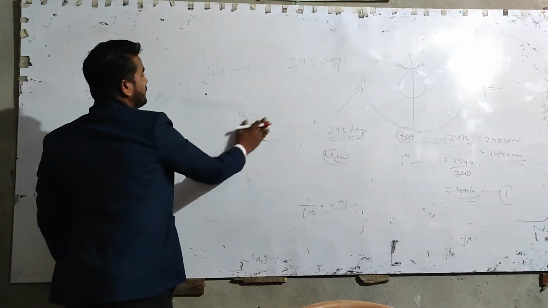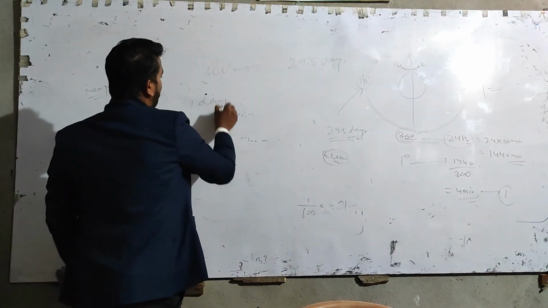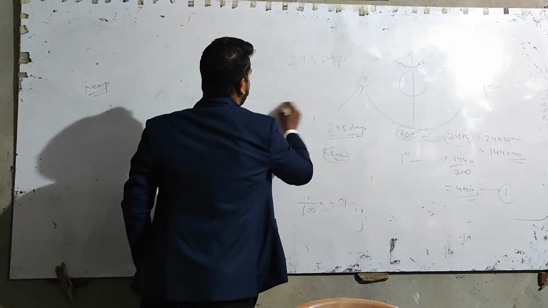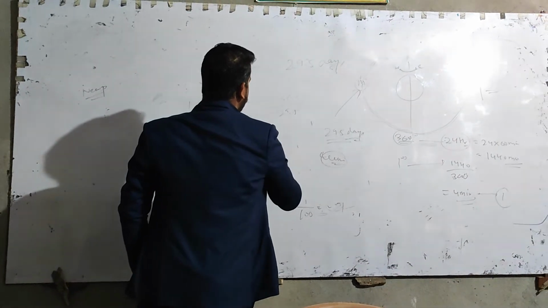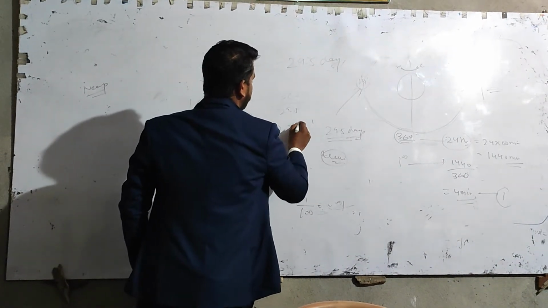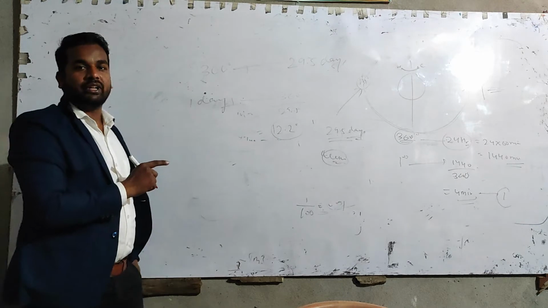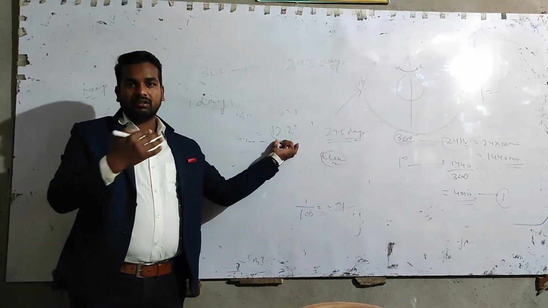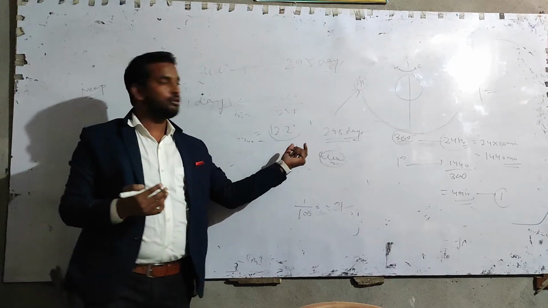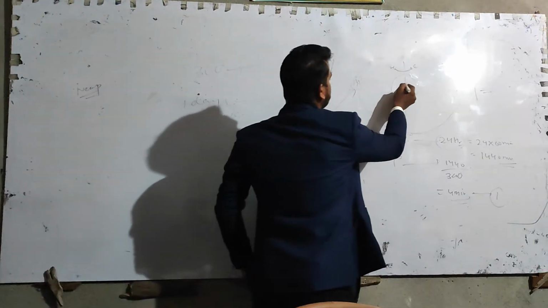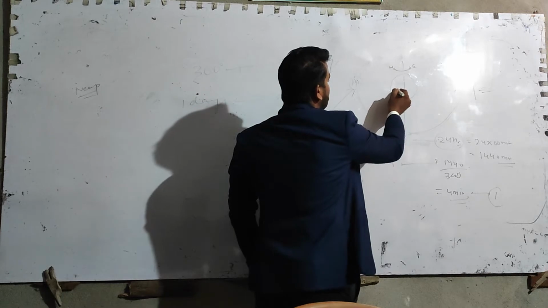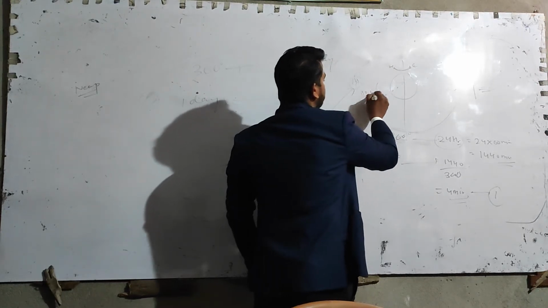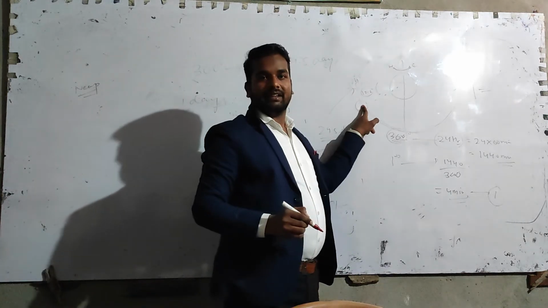So in one day, how many degrees will it move? In one day it will move 360 degrees divided by 29.5, which comes as 12.2 degrees. Means in one day the moon shifts its position by about 12.2 degrees. If the moon is here, it shifts its position by 12.2 degrees, and on the next day the moon will be here.